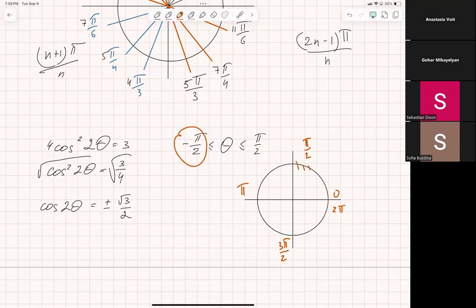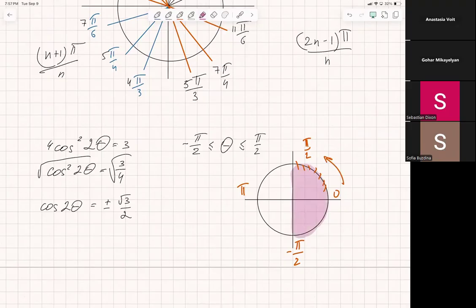So we are looking at this portion right here, and then that's for this one. And then we also need to include the negative pi over 2. So that means that we're going in the clockwise direction and we are looking at this negative pi over 2 right here. So we're going this way and this way. So we are working essentially only with these two quadrants.